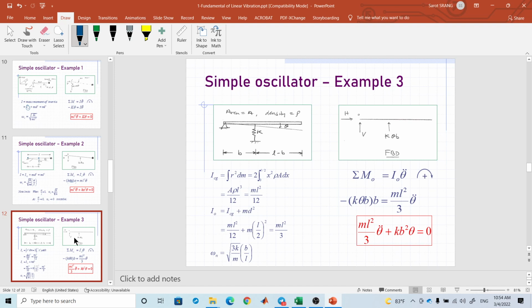Another oscillator. This one is just the way you calculate the inertia. For a rod, you need to compute the inertia. So finally, the inertia at the hinge point is equal to this. And the equation looks the same because you have a spring here, not really in the middle, but the distance from the hinge point to the spring point here is b. So again you get this equation, same form, second order.